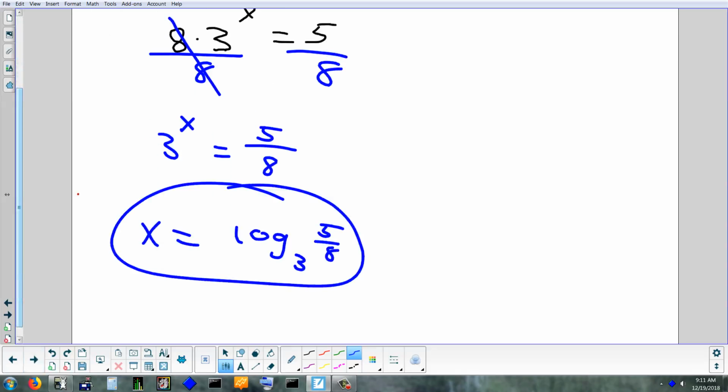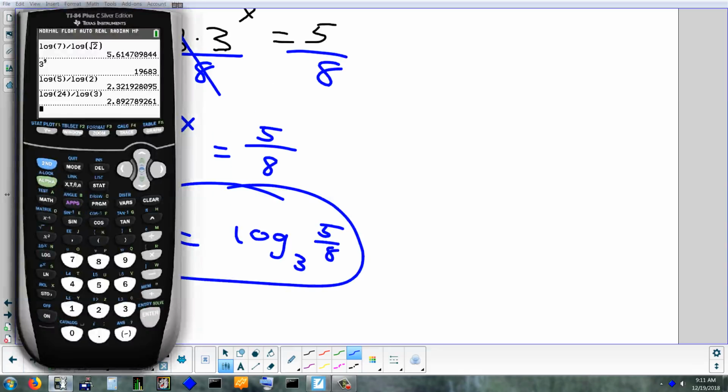Is there any question how you would type that in and get a decimal answer? Yeah, how would you type it in? So you do it just like the last one. Log of the argument divided by log of the base. And there's your answer, negative 0.43.